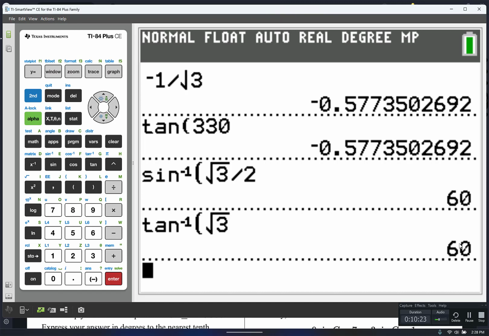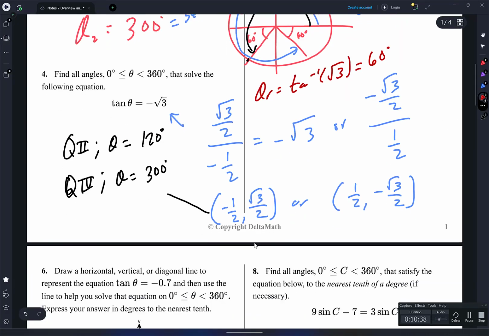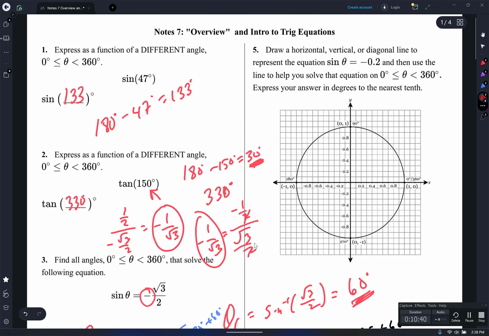We know that tangent is negative in quadrant 2 and quadrant 4. So 180 minus 60 is 120. 360 minus 60 is 300. Yay or nay, guys? Okay. So look at question 5. And relax, we're going to go really slow. Really slow. Okay, here we go.